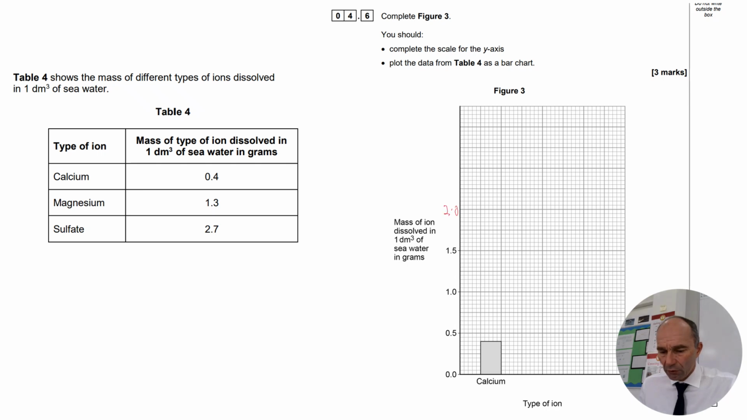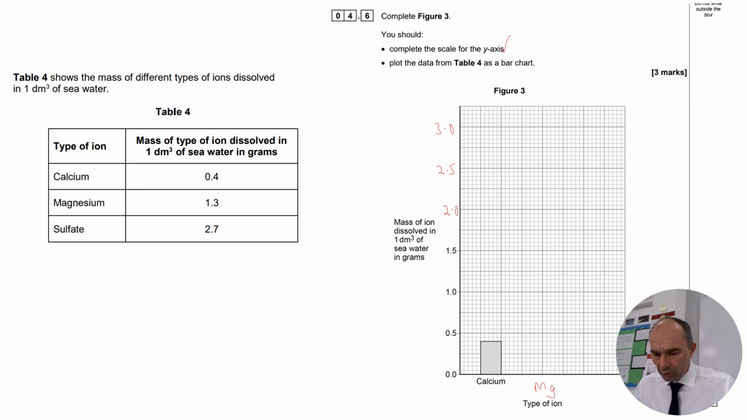So, this is a relatively easy mark. I'm going up to 3.0. So don't forget that bit. I would tick these off as you do them. So we've completed that. We've done the y-axis. Plot the data from table 4. So we need to have magnesium. So we're going to have Mg down here. So that's going to go to 1.3.